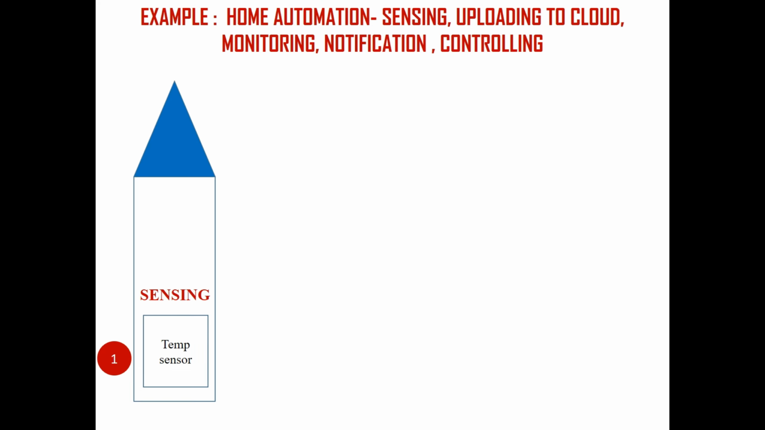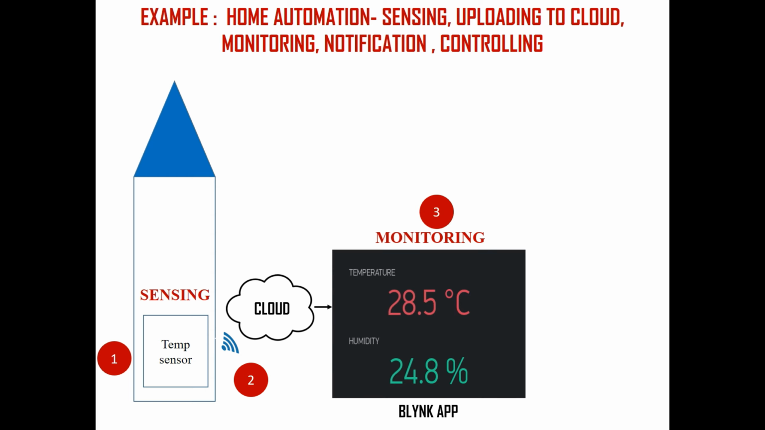First, consider you have a temperature sensor in your home. It will be connected to an IoT controller, which is not shown here. In the second step, the temperature sensor will upload the sensor values to the cloud at frequent intervals of time. In the third step, the temperature values are now in the cloud. You can monitor those values from the cloud in your Blink mobile app.